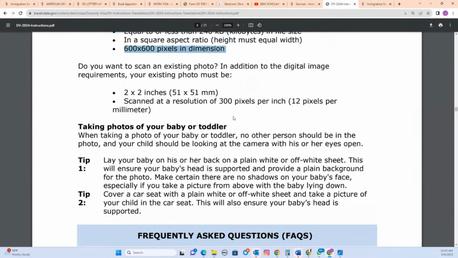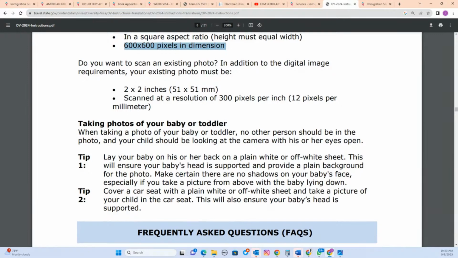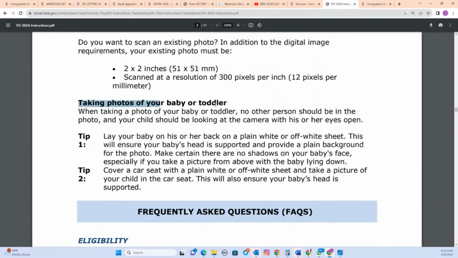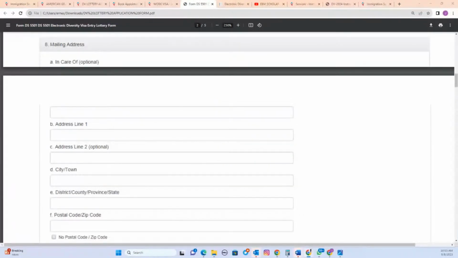It doesn't matter even if the child is 1 day old. Take a photo of your baby or toddler. Lay them down. They have tricks for how to take the picture of a baby. There are ways to do that. But don't say, oh, I'm not applying, or I don't have a child, just because my child is 1 month old. How can I take a picture? And so you say you don't have a child? That is a big mistake. Don't do that.